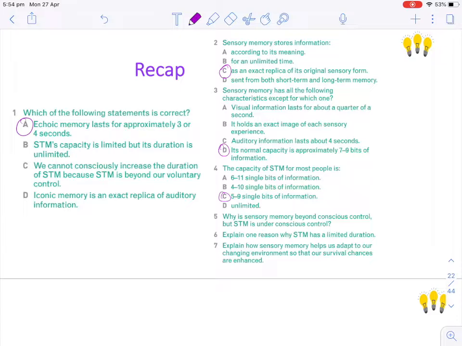Question 7, explain how sensory memory helps us adapt to our changing environment so that our survival chances are enhanced. So coming back to those biological underpinnings, that we are all about survival and that idea of organisms trying to survive, sensory memories have an unlimited capacity so that we can receive all important and potentially dangerous information from our environment. So if we need to pay attention to it, it is there for us.